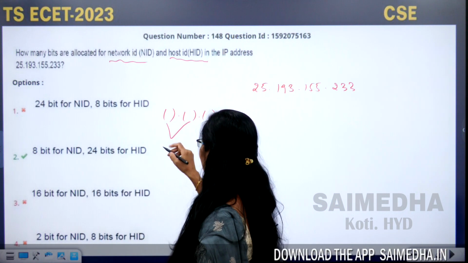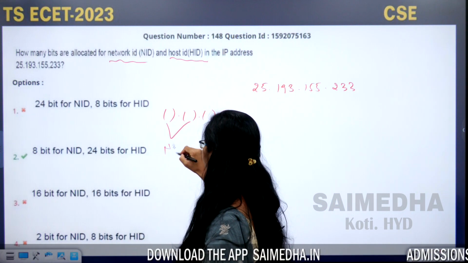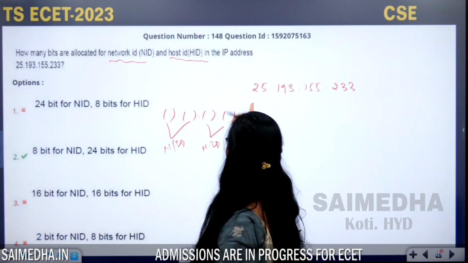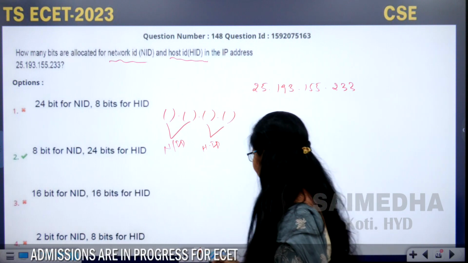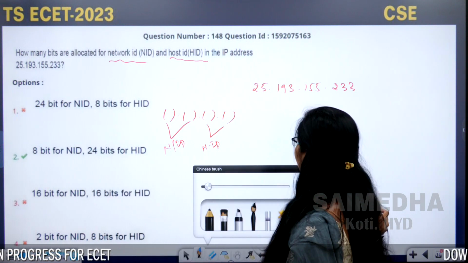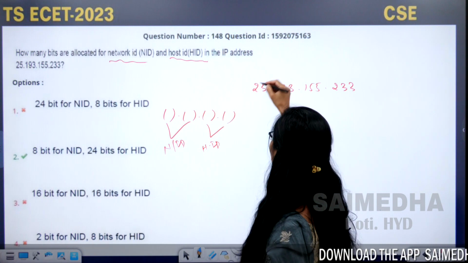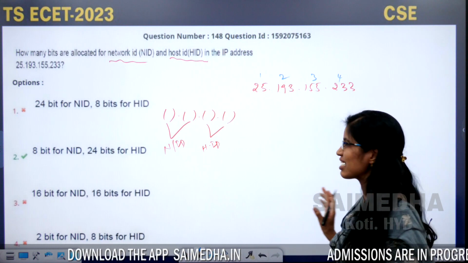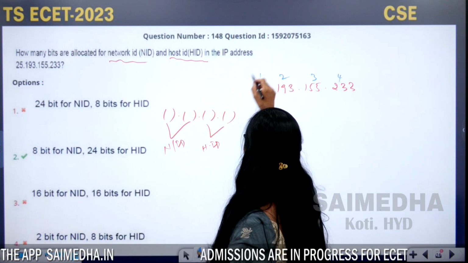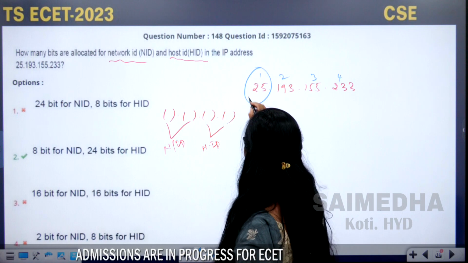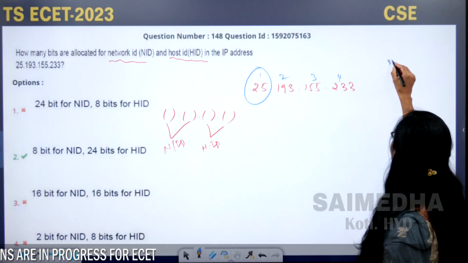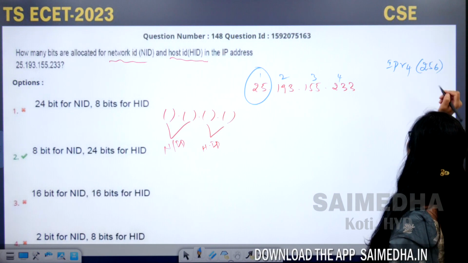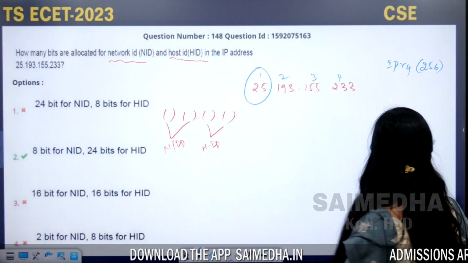Generally we represent the first 2 parts as the network ID, and the other 2 parts as the host ID. But here the number is specifically given. There are 4 octets here: 25 is the 1st octet, then 2nd, 3rd and 4th. Specifically we have to look at the first octet. In IPv4, the range of values is 256.